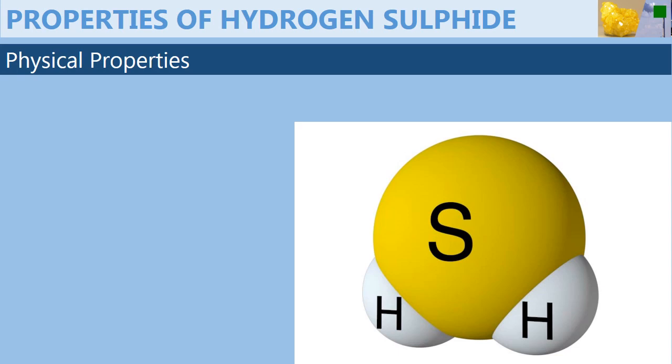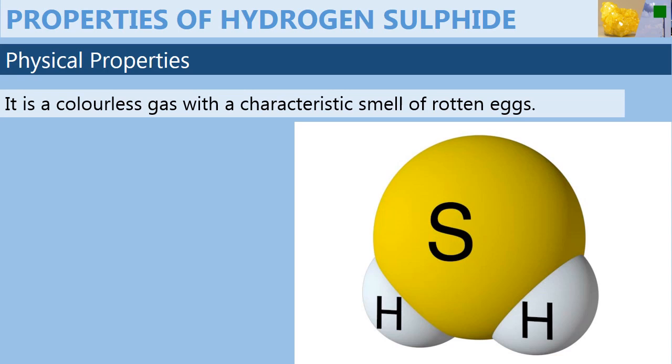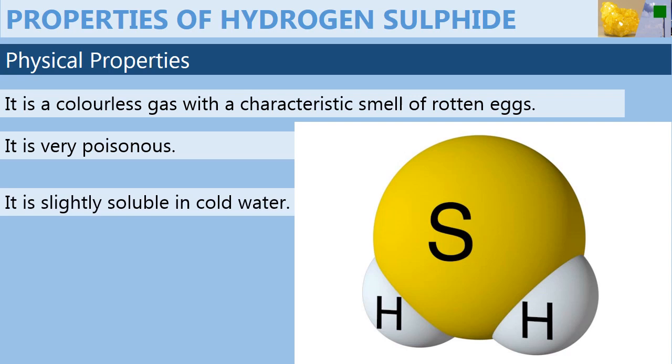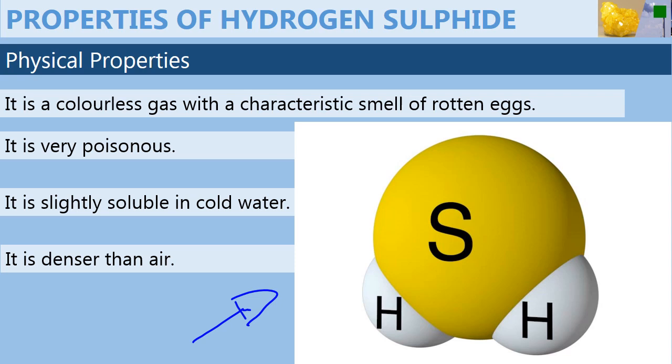The physical properties of hydrogen sulphide. Hydrogen sulphide is a colorless gas with a characteristic smell of rotten eggs. When preparing hydrogen sulphide in the lab, you would easily notice the smell of the gas. It is very poisonous. It is slightly soluble in cold water, but it is insoluble in warm water. It is denser than air. A nice model of hydrogen sulphide gas is given in this picture here.